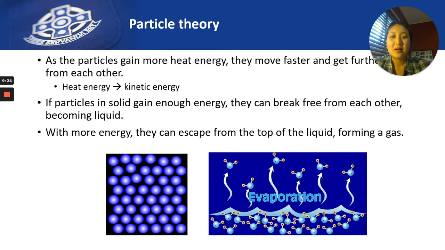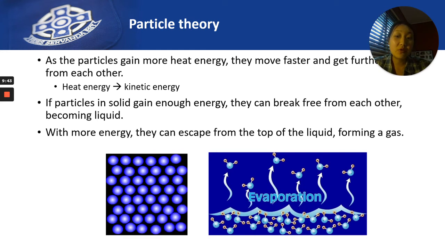Okay, so as I said, as the particles gain more heat energy, the particles move faster and they get further apart from each other, and that's because heat energy gets converted to kinetic energy. Particles in gases, which have the highest energy out of liquid and solid, are moving the fastest, particles in the liquid less fast, and particles in the solid much slower.